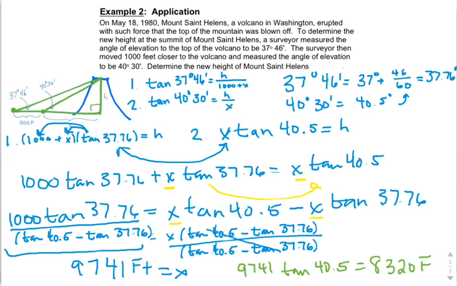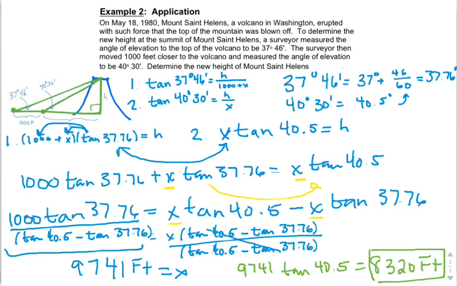Now I have rounded to only 2 places, so sometimes leaving it unrounded in your calculator might even be a better way to do it. But our final answer would be for Mount Saint Helens: after its explosion, after the volcano erupted, we would assume that it would be approximately 8,320 feet high.